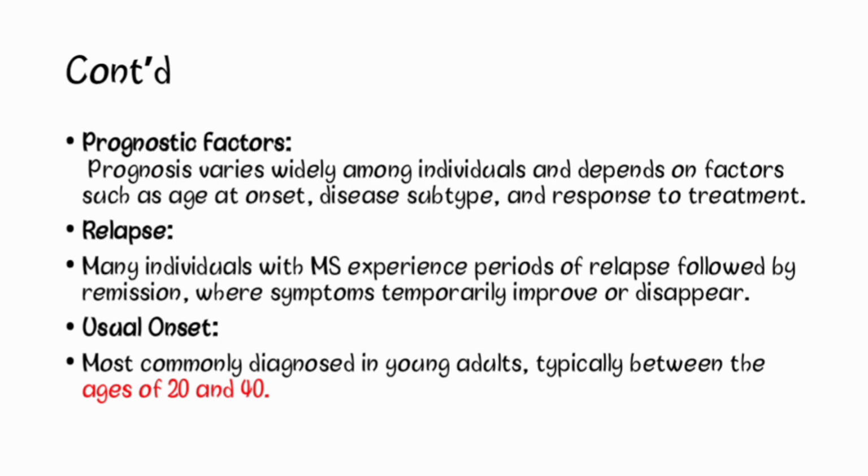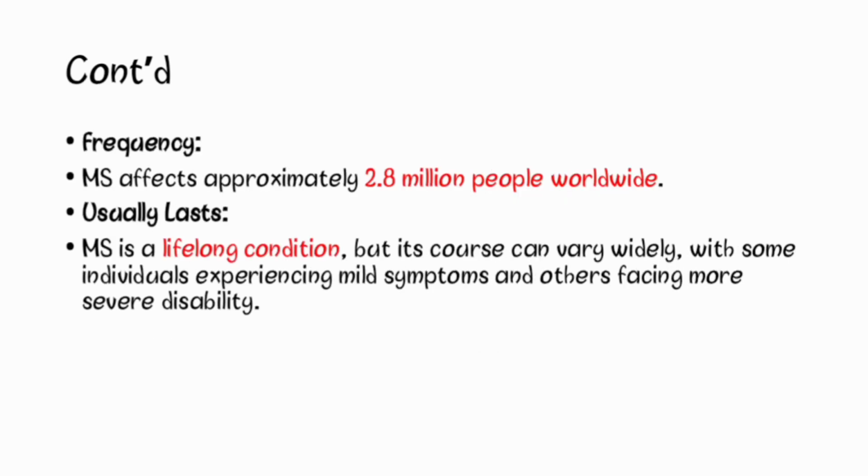Prognostic factors. So, prognosis varies widely among individuals and depends on factors such as age at onset, disease subtypes, and response to treatment. Many individuals with MS experience periods of relapse followed by remission, where symptoms temporarily improve or disappear. And as I've told you before, MS is most commonly diagnosed in young adults, typically between the ages of 20 and 40. Now, the frequency of MS: MS affects approximately 2.8 million people worldwide. MS is a lifelong condition, but its course can vary widely, with some individuals experiencing mild symptoms and others facing more severe disability.